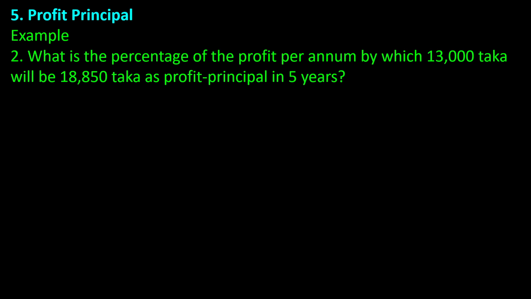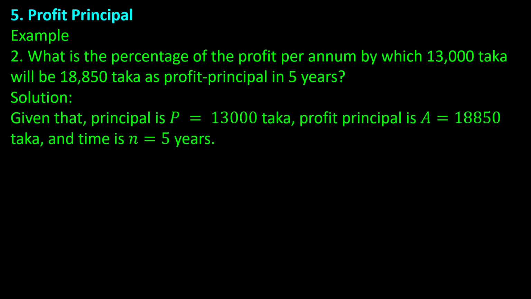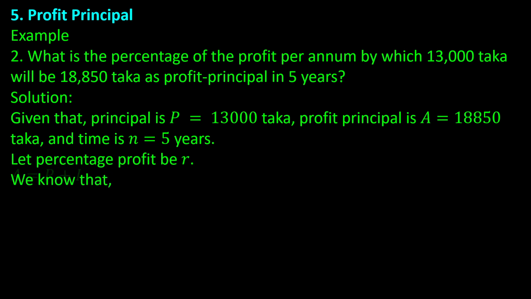In this example, we have to find the percentage of profit per annum by which 13,000 taka will become 18,850 taka as profit principal in 5 years. From the question, we get principal P equals 13,000 taka, profit principal A equals 18,850 taka, and time N equals 5 years. But we have to find out the percentage profit from this problem.